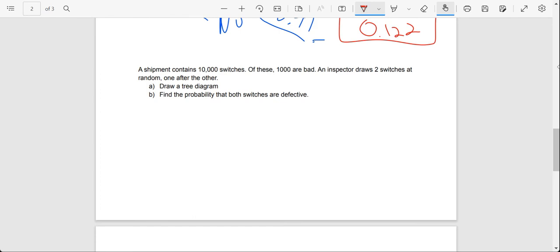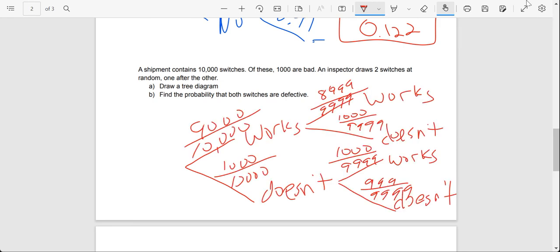Another tree diagram problem. So 10,000 switches, 1,000 are bad. If I'm not given a percent right away, I'm just going to use fractions. So I'm just going to go good switch, bad switch.